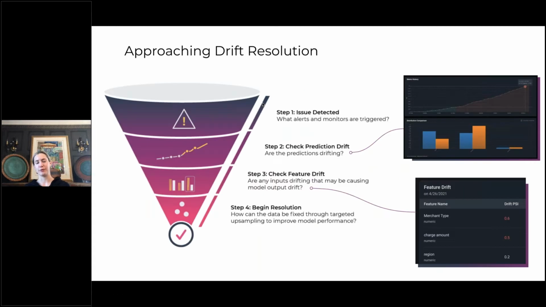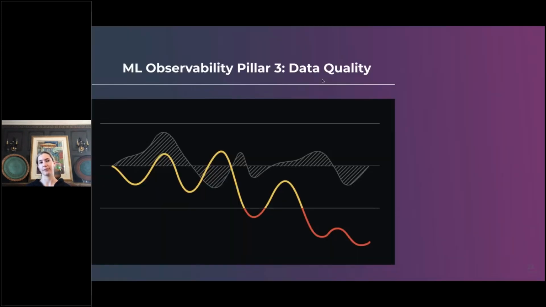And the way we actually approach troubleshooting and resolving drift issues is first having monitors in place to measure the various types of drift, being able to see feature drift, prediction drift, the various kinds, what's triggering, being able to triage those, and then actually beginning resolution by fixing the data involved.